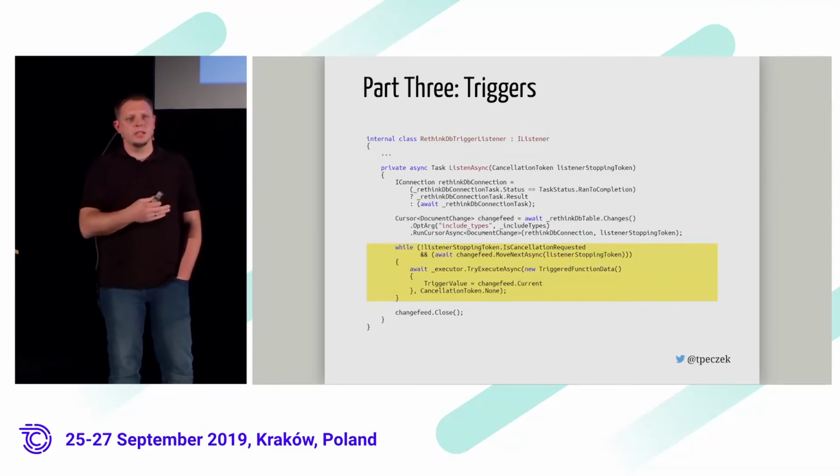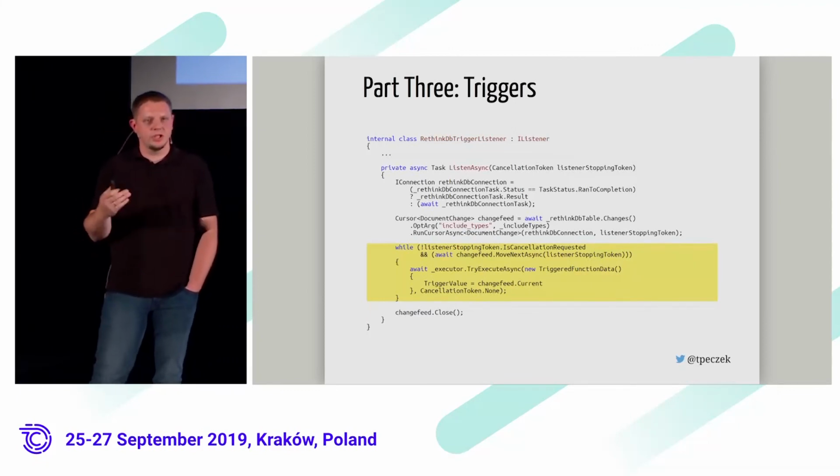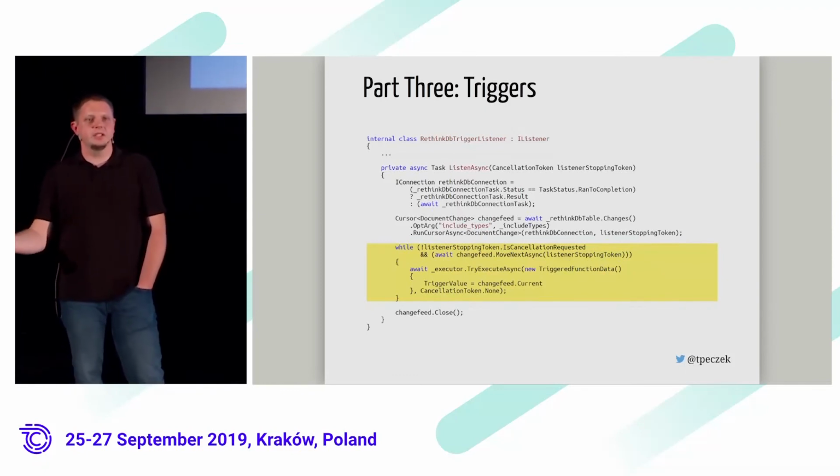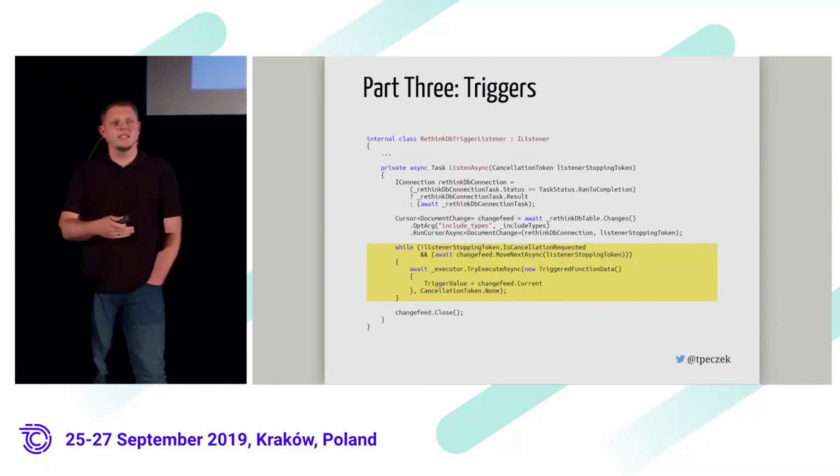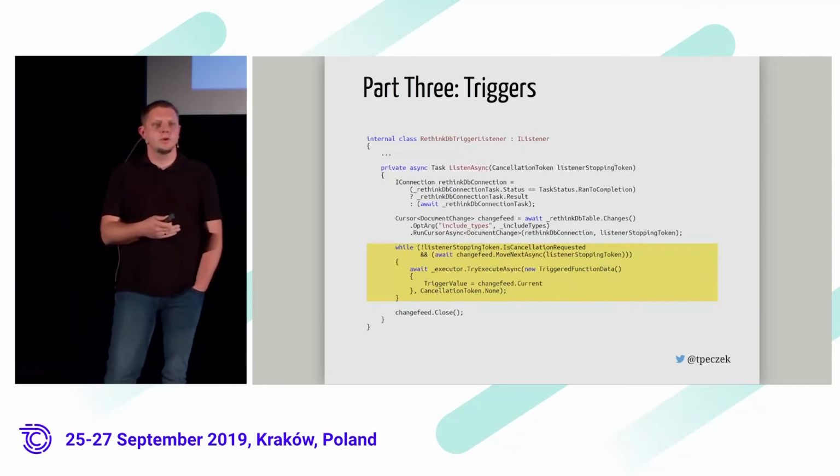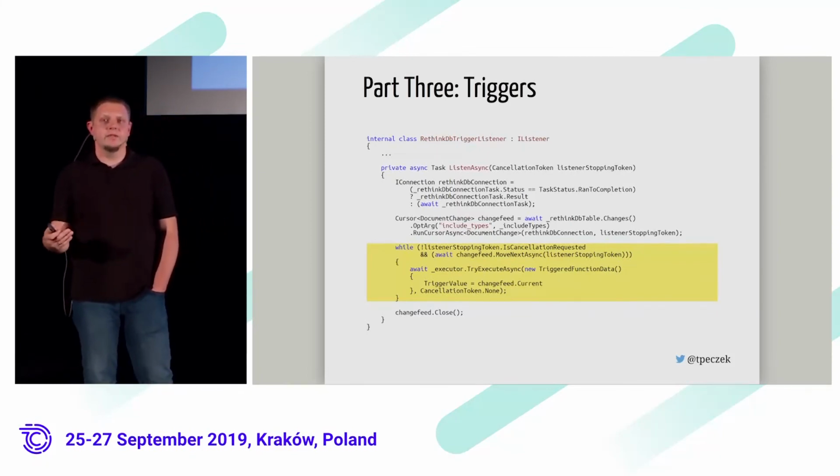Either that stopping token gets triggered. That means you need to shut down, clean up, because the host itself is getting shut down. Or an event arises from your stream. Then you want to execute a function.